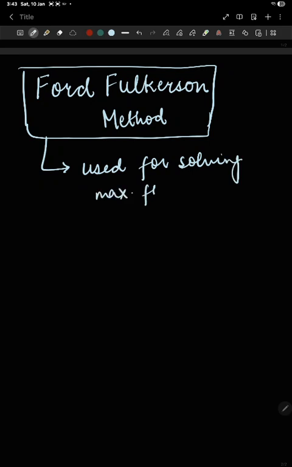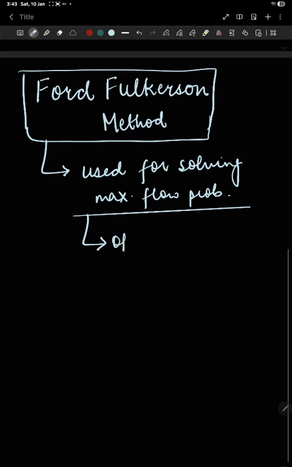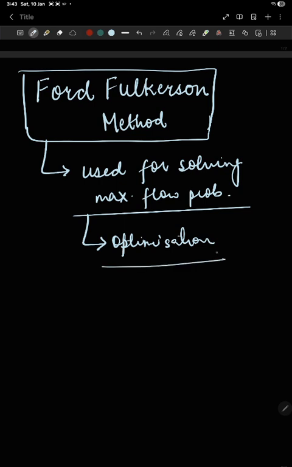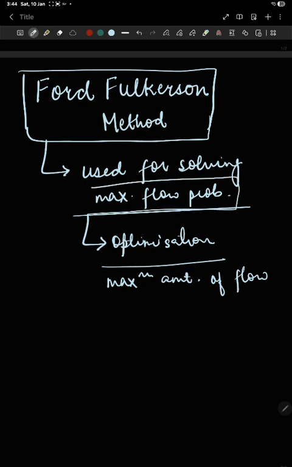Okay, by maximum flow problem, what do I mean? The maximum flow problem is an optimization problem. It is a kind of optimization problem in graph theory that involves the maximum amount of flow that can be sent through a network of pipes and channels, subject to capacity constraints. Okay, this refers to the maximum flow problem, and this kind of problem is solved by using the Ford-Fulkerson method.